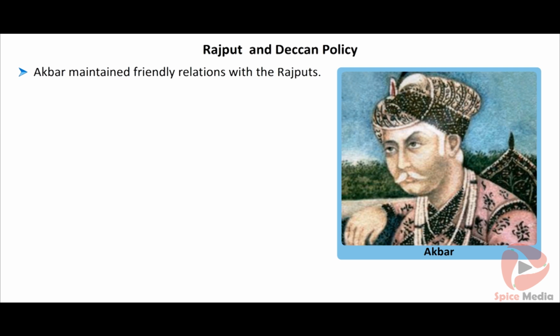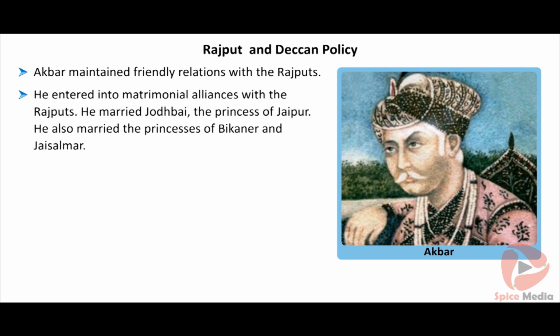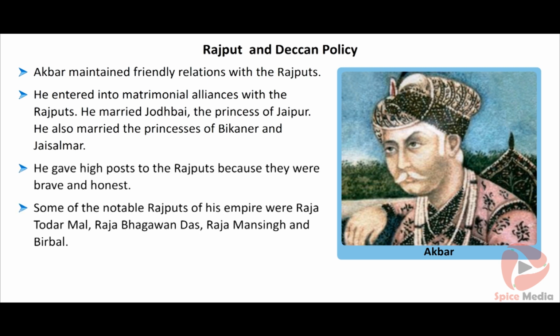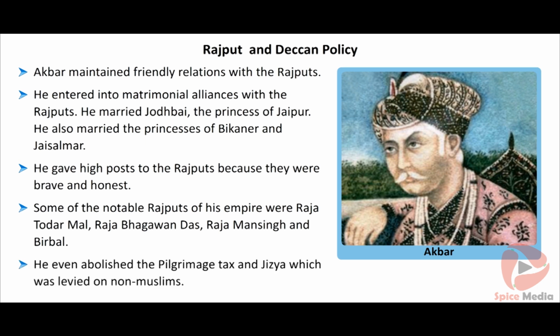Akbar maintained friendly relations with the Rajputs. He entered into matrimonial alliances with the Rajputs. He married Jodhbai, the princess of Jaipur. He also married the princesses of Bikaner and Jaisalmer. He gave high posts to the Rajputs because they were brave and honest. Some of the notable Rajputs of his empire were Raja Todar Mal, Raja Bhagwan Das, Raja Man Singh and Birbal. He even abolished the pilgrimage tax and jizya, which was levied on non-Muslims.